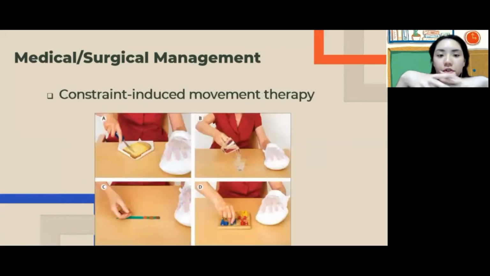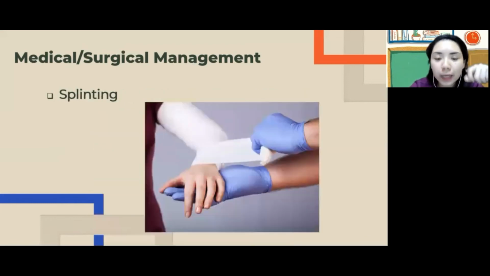We also have the constraint-induced movement therapy. This method uses restraint of the less involved arm and hand. As you see, one hand of the person is covered or restrained, so that it promotes the usage of the stronger hand, the stronger arm that is involved. So the stronger hand does the activities, to enhance it. Next, we also have splinting. This helps reduce tone or improve mobility and functional tasks.